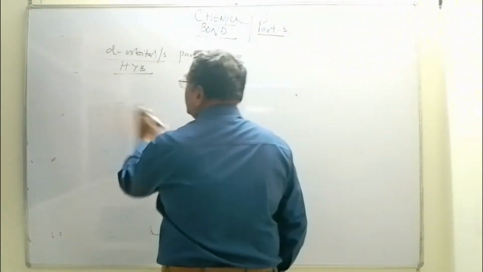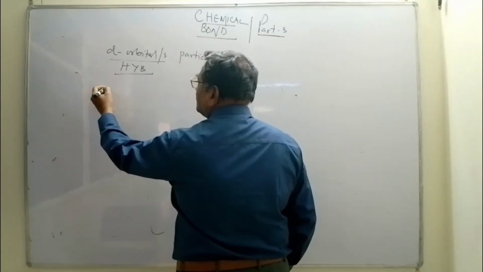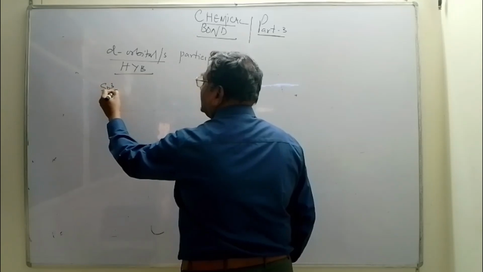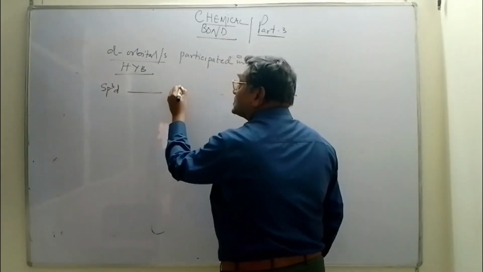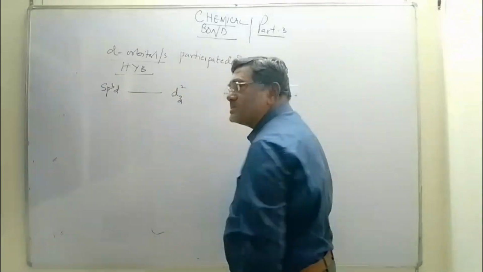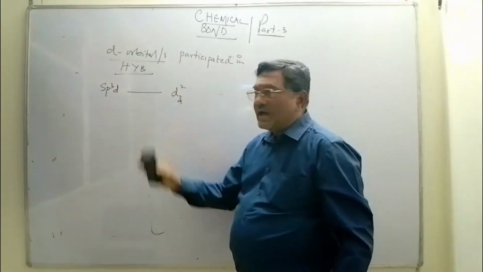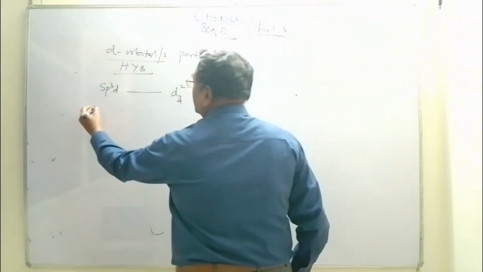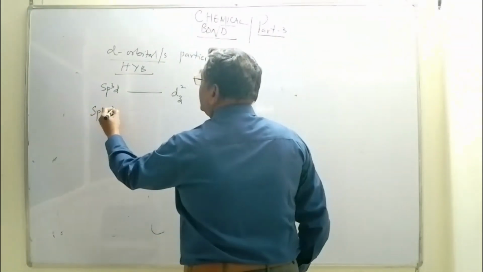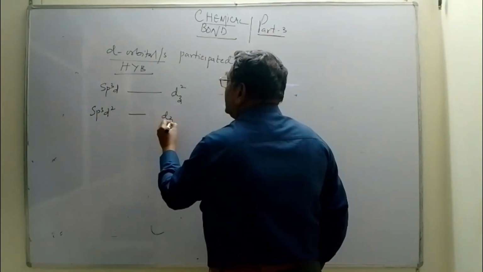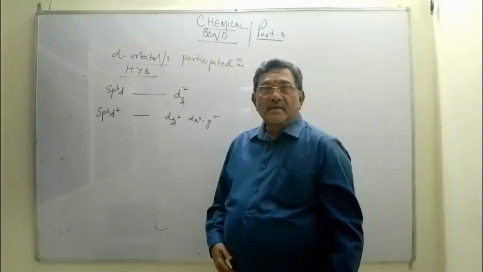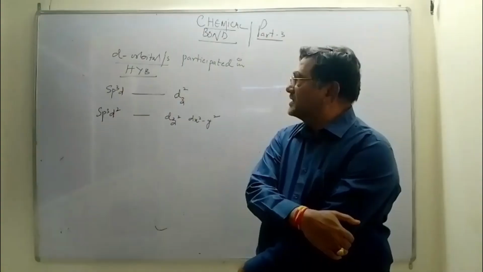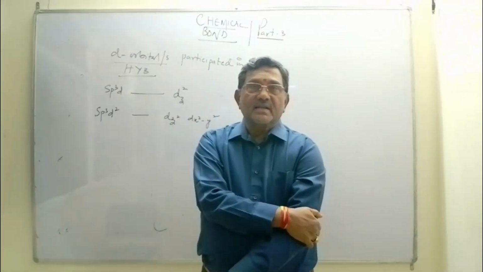For instance, the d orbital involved with sp³d is going to be dz². It's going to be oriented along the axis, that's why it's dz². And next, if you come to sp³d², it's going to be dz² and dx². See, this is what we are going to do regarding hybridization.